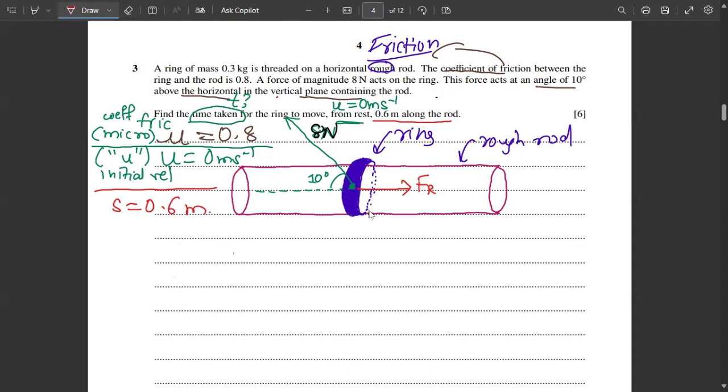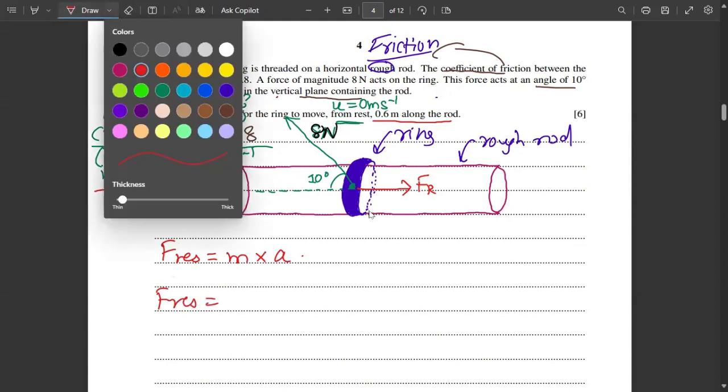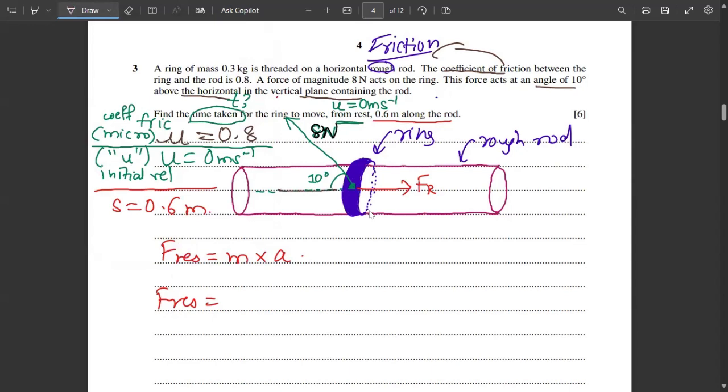Now how do we start? First, we'll have to find out what the acceleration is. Then we can use the equations s equals ut plus half at square, or v square equals u square plus 2as, or v equals u plus at. So in order to find the acceleration, I'll have to find the resultant force. Now what is the resultant force? The resultant force will be this force, which is the component of the 8 Newton force. Let us find out what it is.